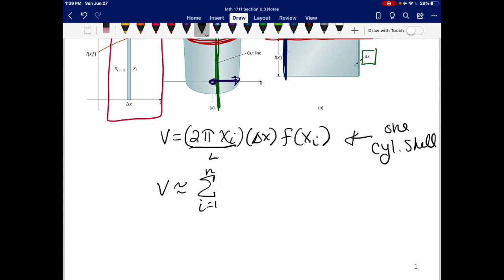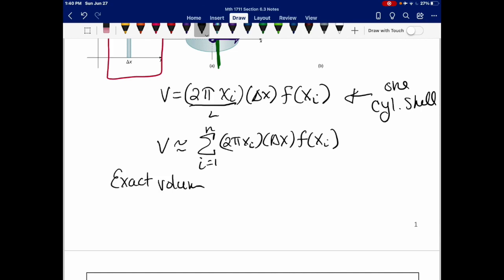Now, if we want to then add them all up, we can get an approximation for the volume so that we would have the sum from i equals 1 to n. So let's say we split it up into 20 cylindrical shells. n would be 20. So we take all those cylindrical shells, find the volumes, and then add them up. Now, if we want to get the exact volume, we want to take the limit as n goes to infinity so that we can get more and more cylindrical shells. The widths get smaller and smaller, and the higher the value of n, the more accurate that volume is going to be.